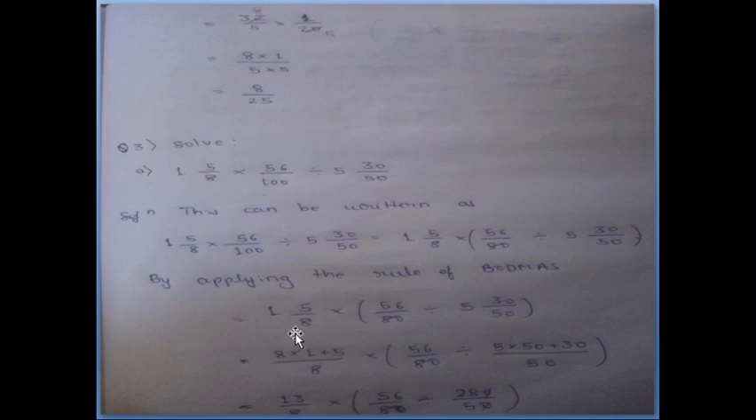So convert this mixed fraction into an improper fraction. So that is 8 into 1 plus 5 divided by 8 into 56 by 80 divided by 5 into 50 plus 30 divided by 50. So that is 8 into 1 is 8, 8 plus 5 is 13. So that is 13 by 8 into 56 by 80 divided by 5 into 50 plus 30. 5 into 50 is 250. 250 plus 30 is 280. So that is 280 divided by 50.